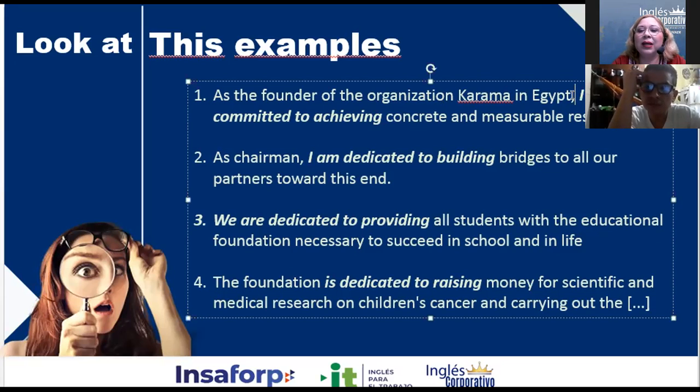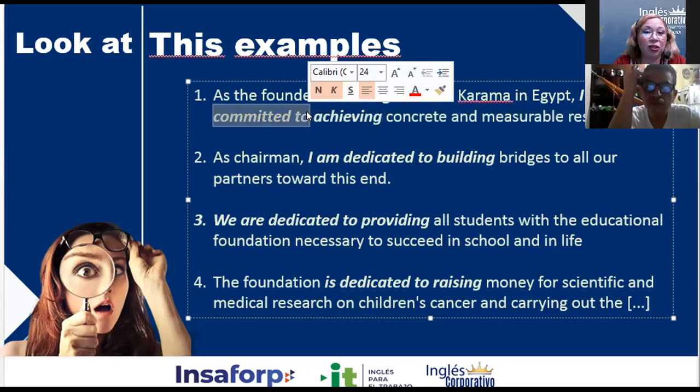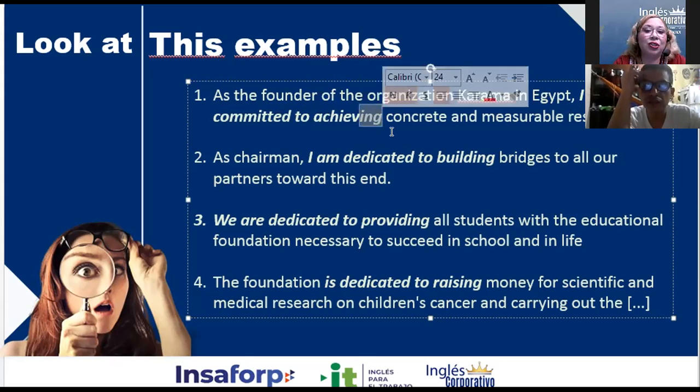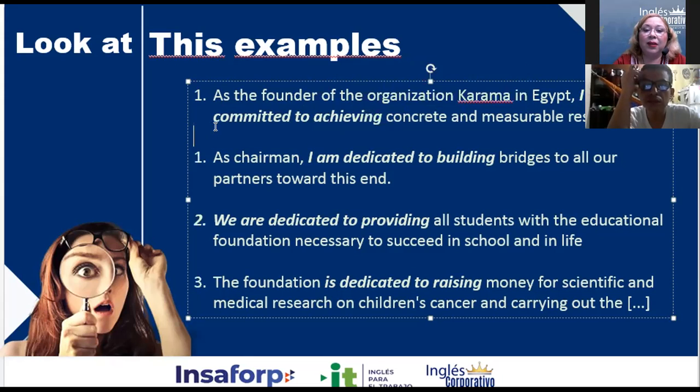Entonces, mire cómo lo decimos acá, the founder, right? Aquí lo está hablando en primera persona el fundador de esta organización, right? As the founder of the organization Karama in Egypt, I am committed to achieving. Entonces aquí tenemos el verbo be, mire, plus committed to, que sería la collocation, right? Be committed to. Y luego tenemos el verbo que por regla iría con ing. Ok. Entonces, en la número dos, miremos la número dos. Ay, se me corrieron los números. Vamos a hacerlo.